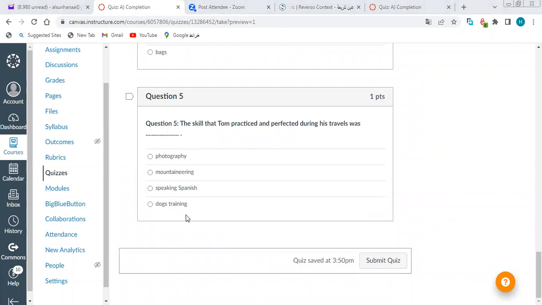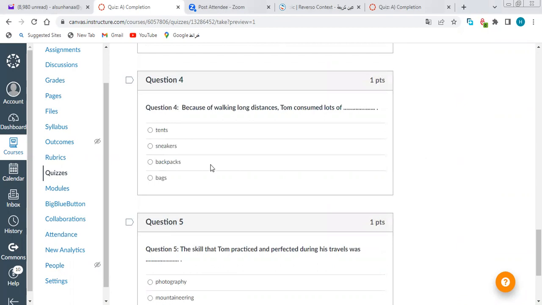Okay, do you need me to repeat 4? First I will explain 5. I say the skill that he practiced and perfected during his travel was. It's not speaking Spanish. Okay, it's photography. The last paragraph. Your third answer is photography. So that's why, guys, please, when you select something, write the answer.